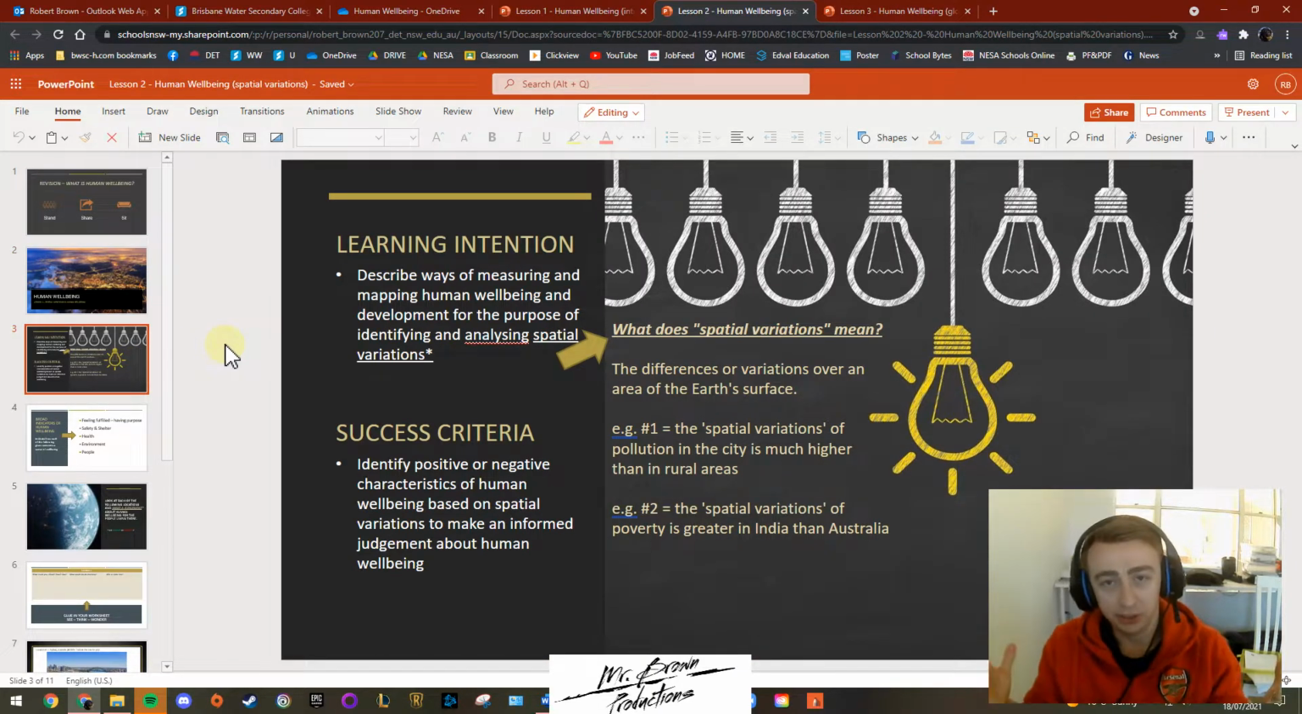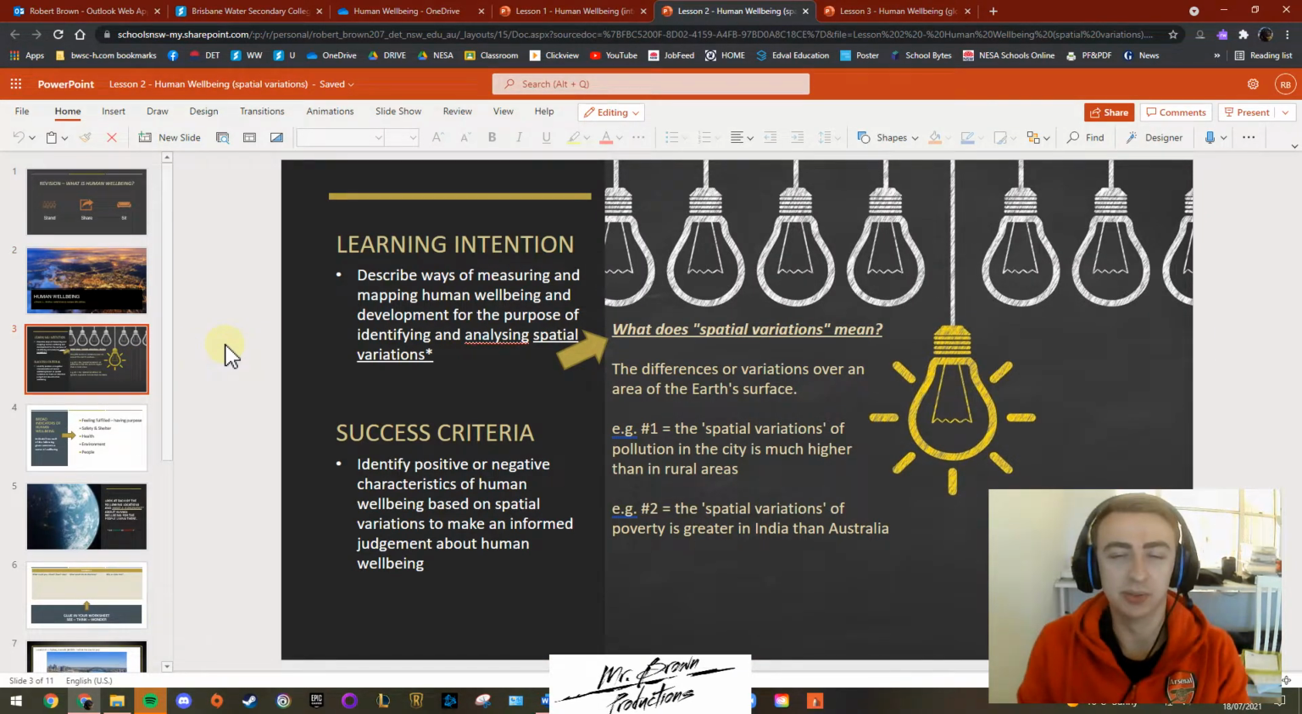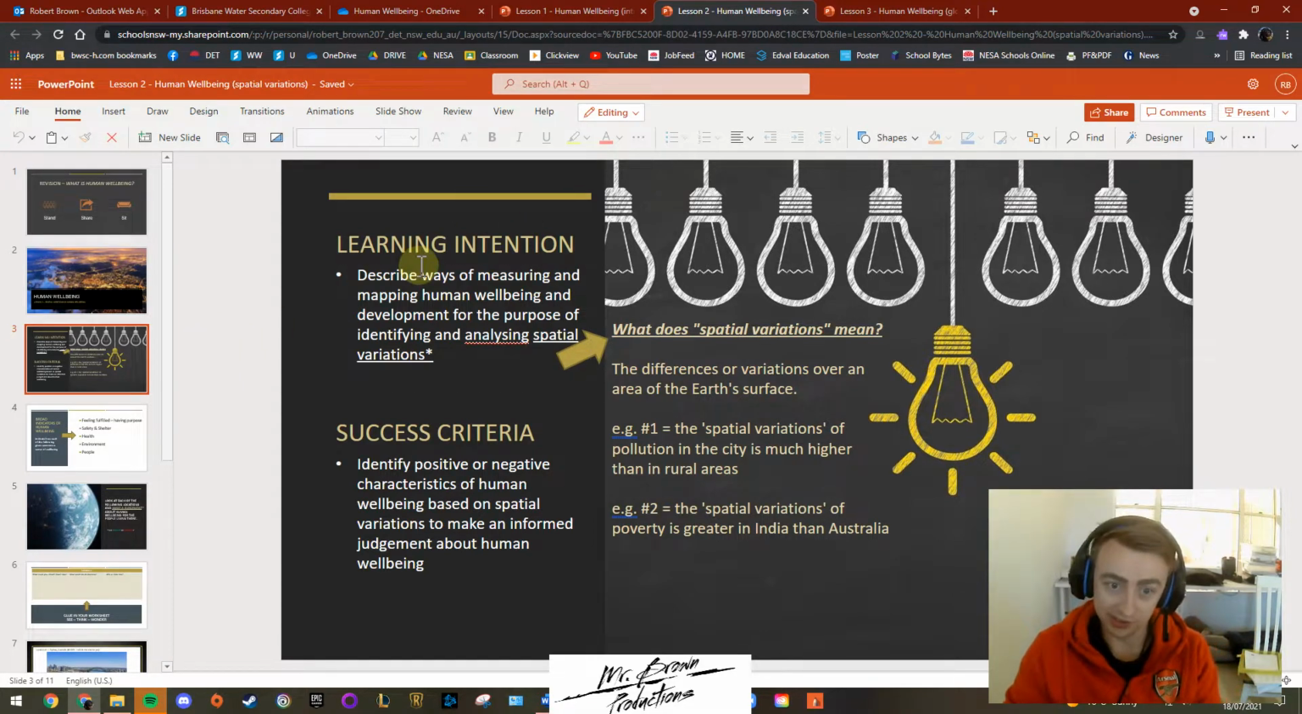So we're going to review our learning intention and success criteria like we do at the start of each lesson. So our learning intention for today is to describe ways of measuring and mapping human well-being and development for the purpose of identifying and analysing spatial variations. Now that is a bit of a mouthful.